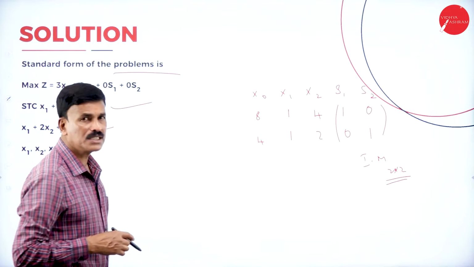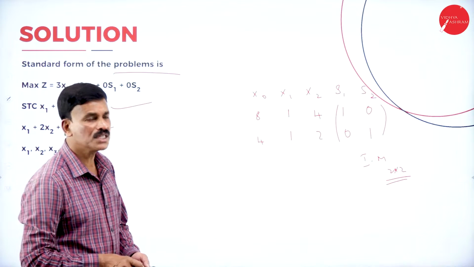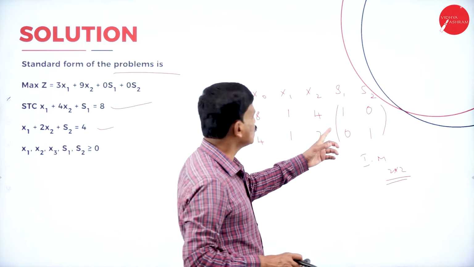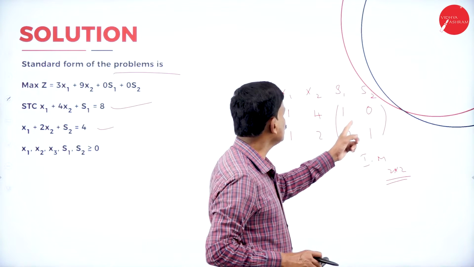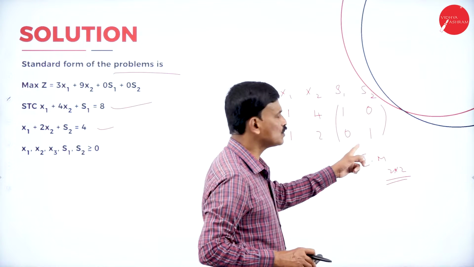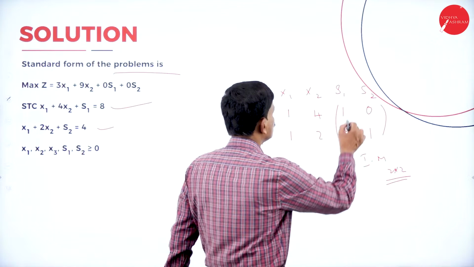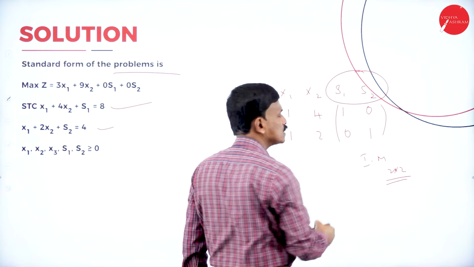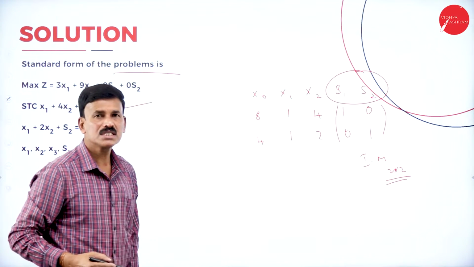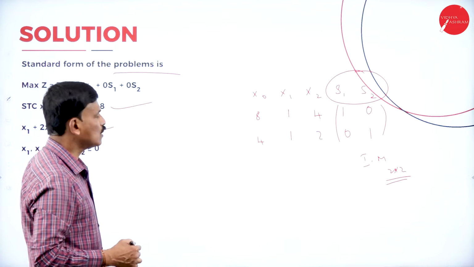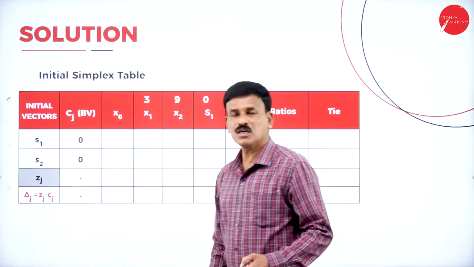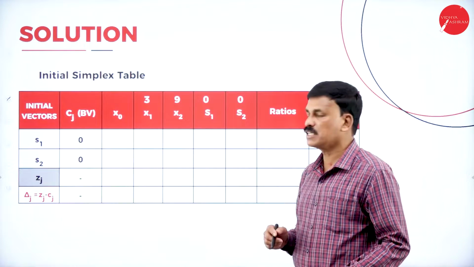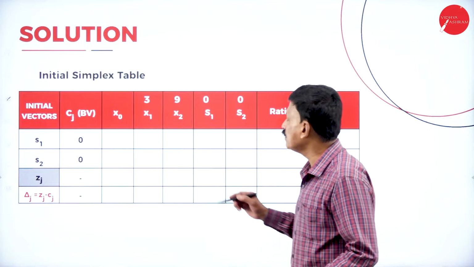For constructing the initial simplex table, we consider the initial basic vectors as s1 and s2, with the coefficients 1, 0, 0, 1 forming an identity matrix. Therefore, we use these for constructing the initial simplex table. Now, using these elements, let us come to the initial simplex table.